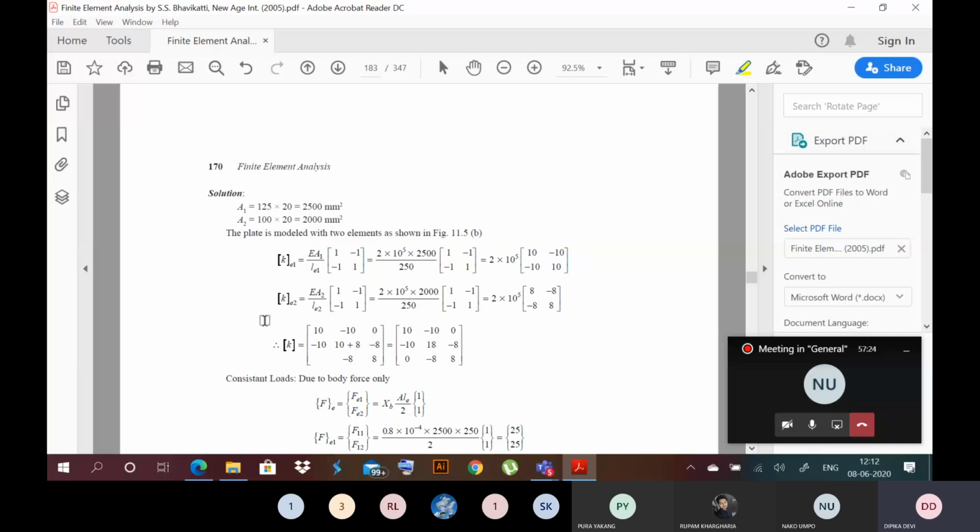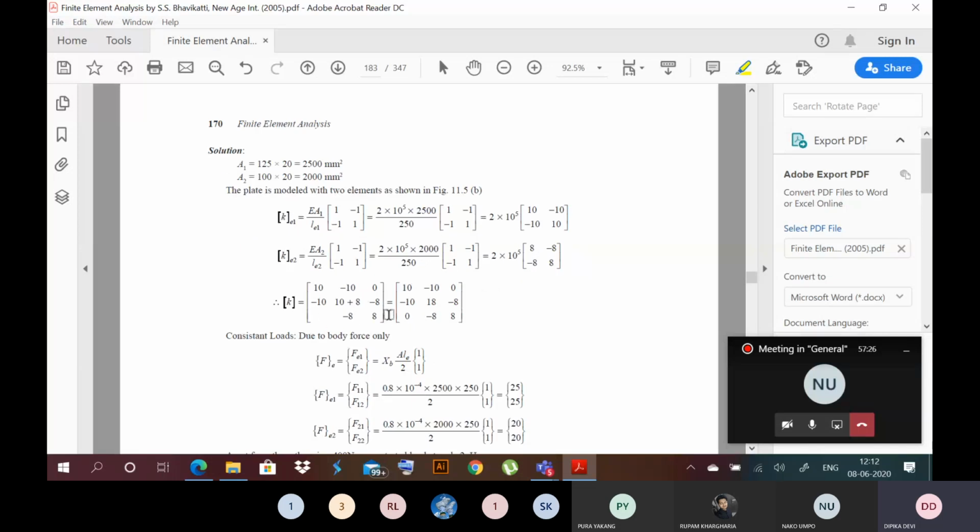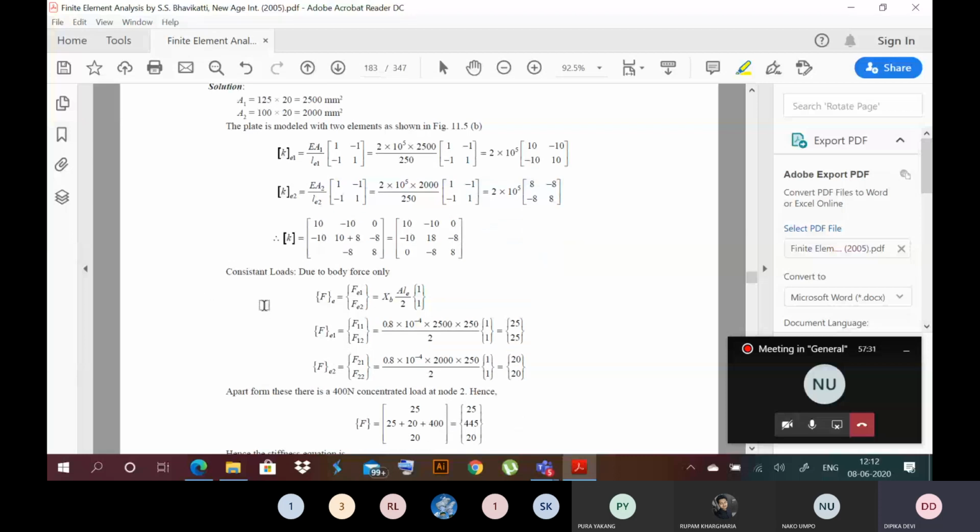Here they have calculated KE of element 1, KE of element 2, then they have assembled, that is the K global stiffness matrix of the system, then consistent load due to body force. So what will be the consistent load due to body force? It is FE equal to XB into A into LE by 2, times 1, 1. Just put the values. XB is equal to rho, equal to 0.8 into 10 to the power minus 4. Cross-sectional area is 2500 mm square. Length of the element is 250 mm, divided by 2, 1, 1.